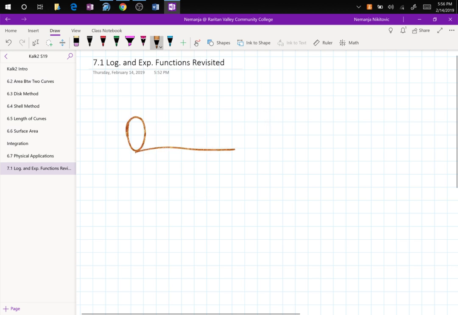A log. All right. It's a log. Some of you have already seen this, so you can go into hibernation.